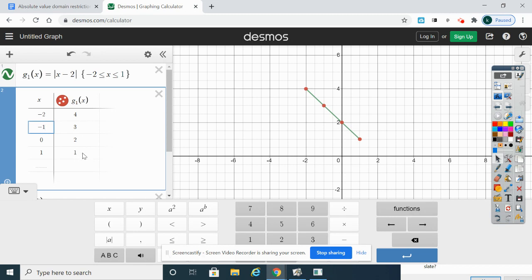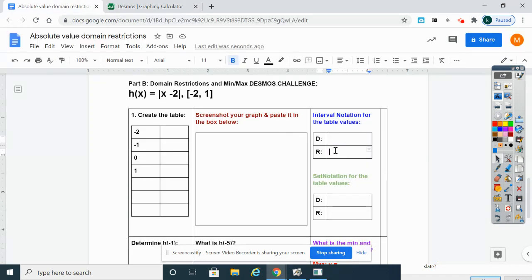What's the lowest y value? That looks to me like it's 1, and the biggest y value here is 4, so that's going to be our range. Let's say the lowest was 1, comma, the biggest was 4. Close it with brackets. Those are included. Our domain restriction was given to us, so we just copy what they write at the top, -2, comma, 1.